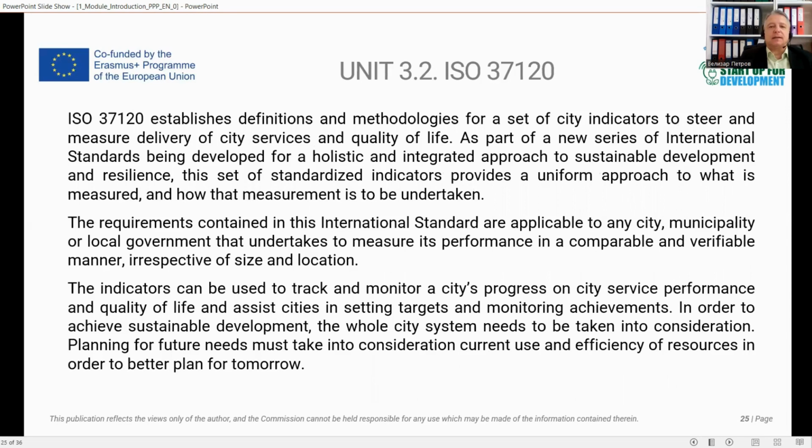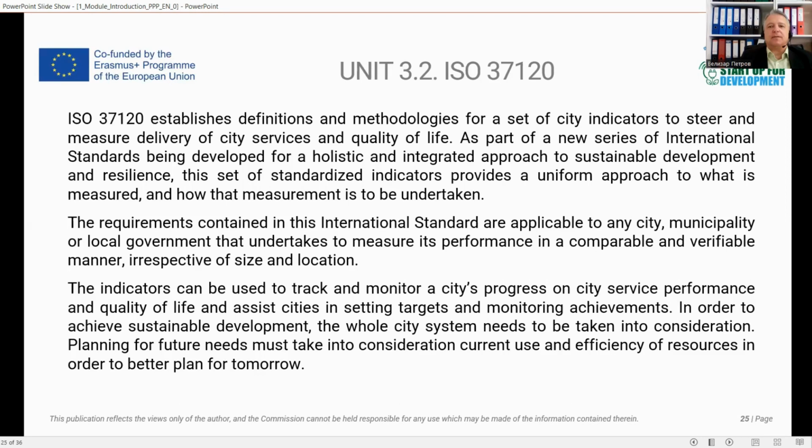The next standard, ISO 37120, establishes definitions and methodologies for a set of city indicators to steer and measure delivery of city service and quality of life.